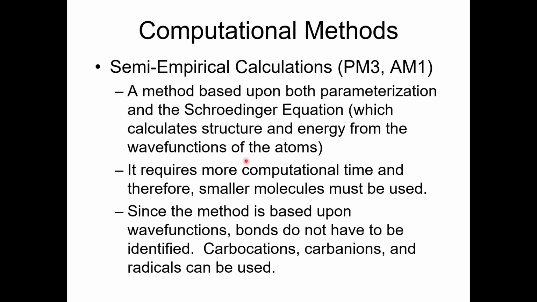It does require more computational time, and so smaller molecules have to be used. And since the method's based on wave functions, which is what the Schrödinger equation describes, you don't have to identify bonds. So we can do carbocations, we can do carbanions, we can even do radicals if we'd like. So we'll do an example where we calculate the energy difference between primary, secondary, tertiary, and an allylic carbocation. I can do that at the semi-empirical level.